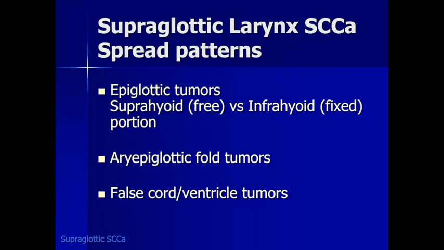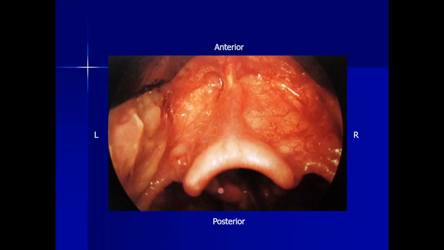So now we're going to talk about tumor spread patterns specific to the supraglottic larynx for squamous cell carcinoma. We break it down by looking at epiglottic tumors. We're going to look at suprahyoid epiglottic tumors, the free margin, versus the infrahyoid or fixed portion of the epiglottis. Then we'll talk about aryepiglottic fold tumors, and then false cord and ventricle tumors. So, review of adjacent anatomy. Here's the epiglottis. Here's the vallecula, base of tongue. Here we have the pharyngoepiglottic fold.